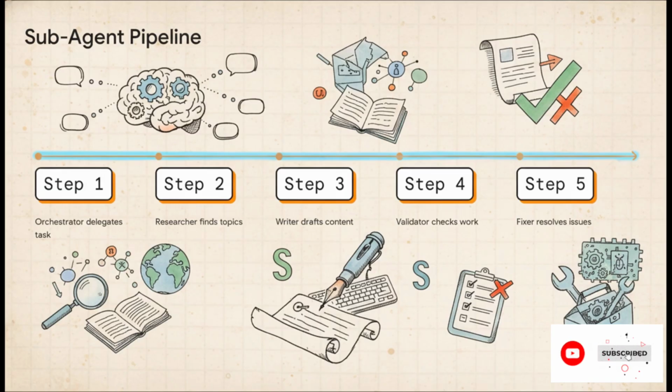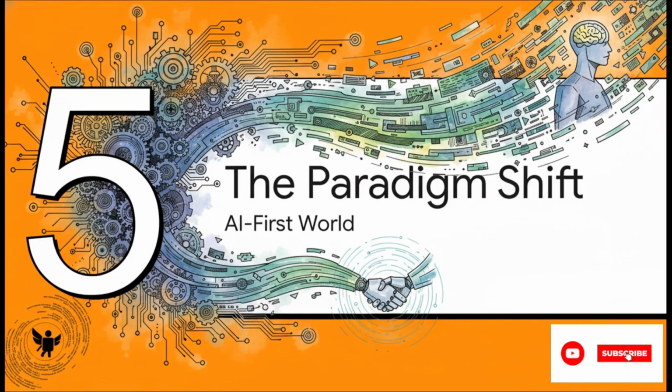Your main session acts as the orchestrator. When it gets a massive task, it simply spins up specialized sub-agents. It tells a researcher agent to go find blog topics, then a totally separate writer agent drafts the content, a validator agent checks the work, and a fixer agent goes in to resolve any bugs. And here's the kicker. Because each of these sub-agents gets a brand new, completely empty context window, they are operating at 100% maximum intelligence without ever hitting that 200,000 token wall. Brilliant, right?